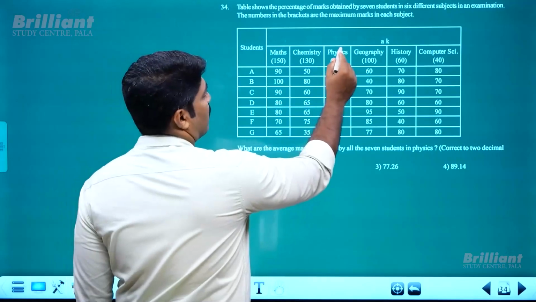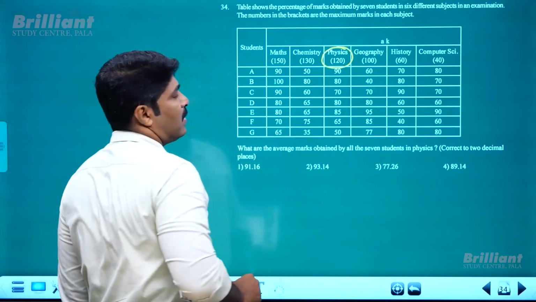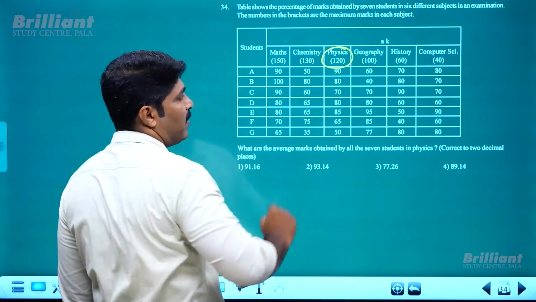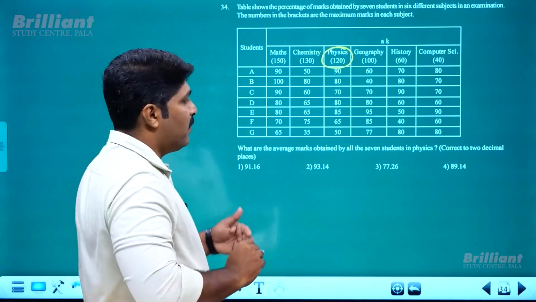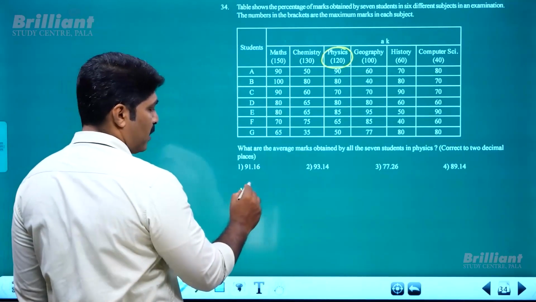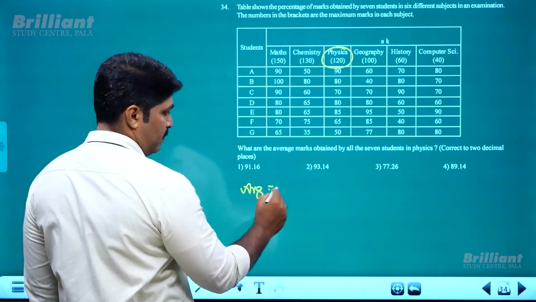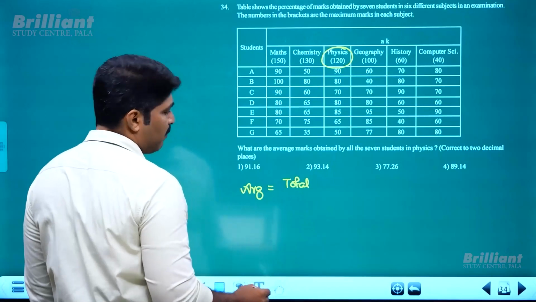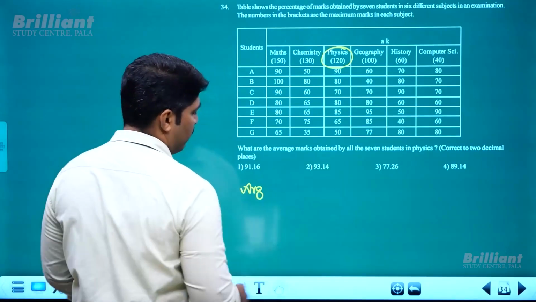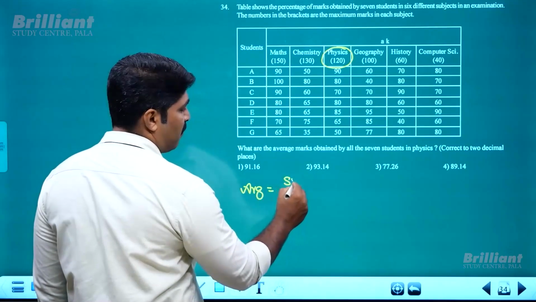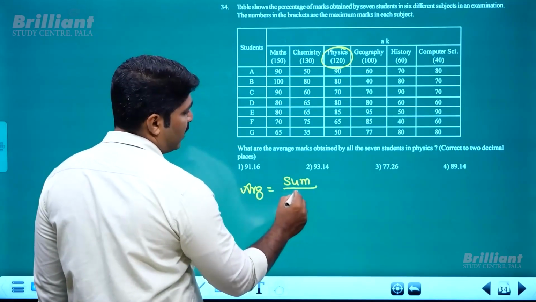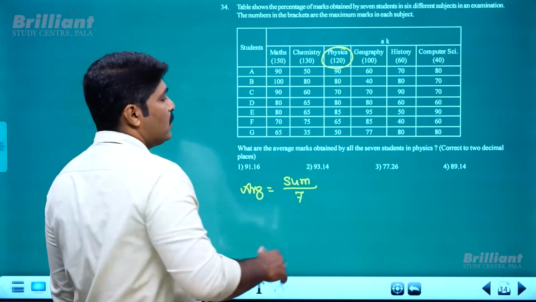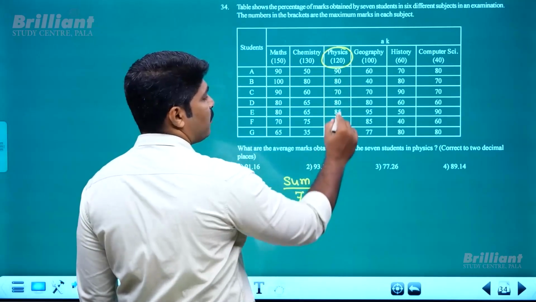While we are considering the column of physics, the total marks is 120. What is the total percentage they scored if you add all the percentages together? For that purpose, if you need to find the average mark, average means the sum divided by the number. Average means the sum of all the students' marks in physics divided by the number, which in this case is 7. So here we need to find the percentage-wise sum.